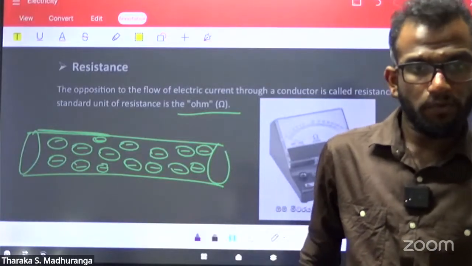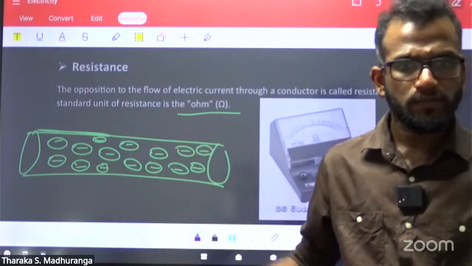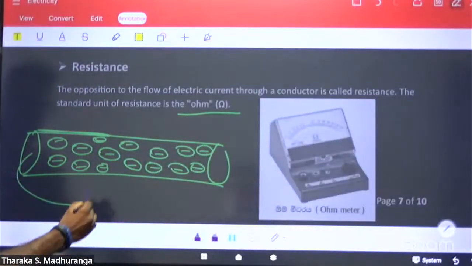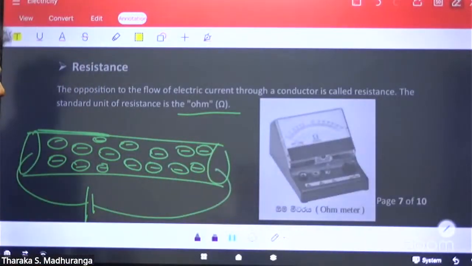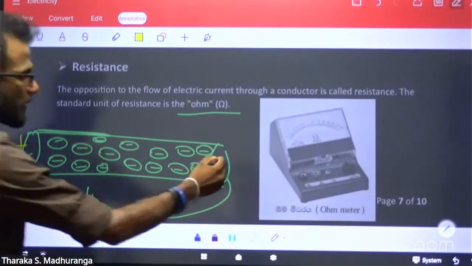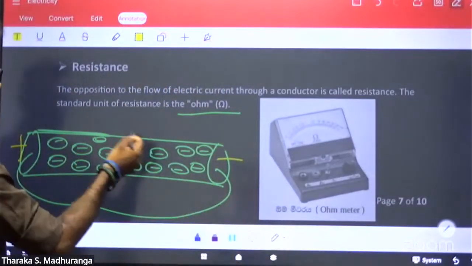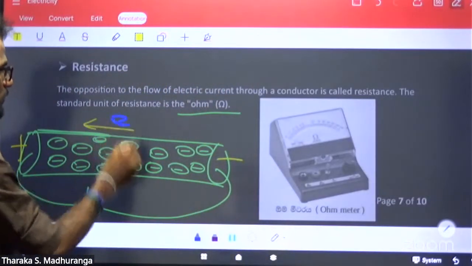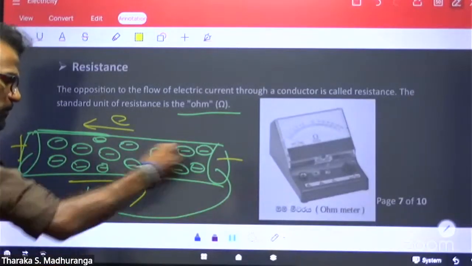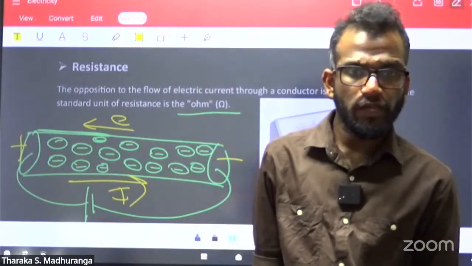How is resistance formed? The opposite force. Now if I give a potential difference, I set a battery. Think this side is positive and this side is negative. Electrons start to move in this direction. Then the current is flowing from plus to negative.